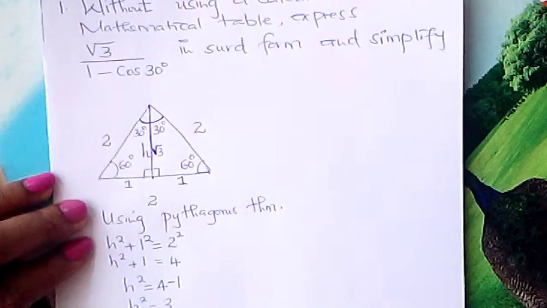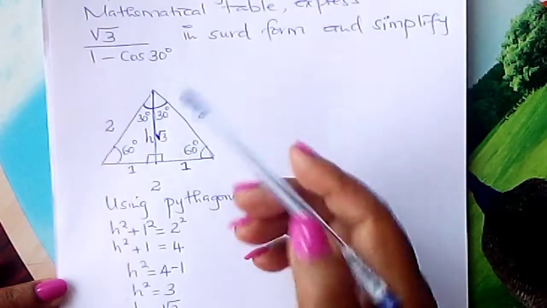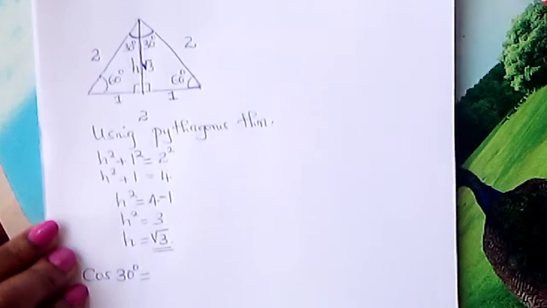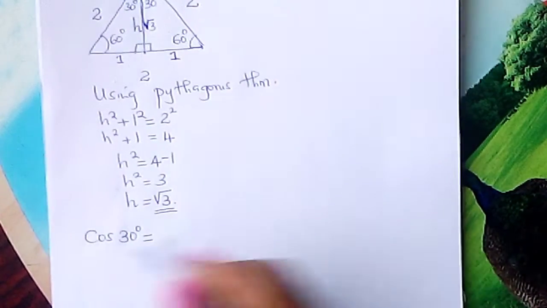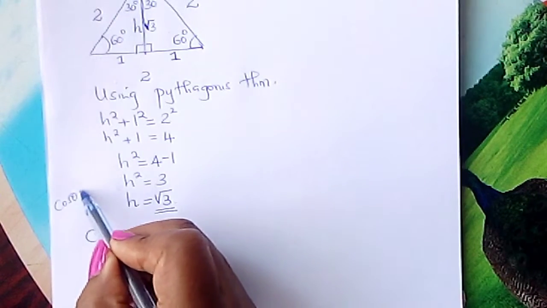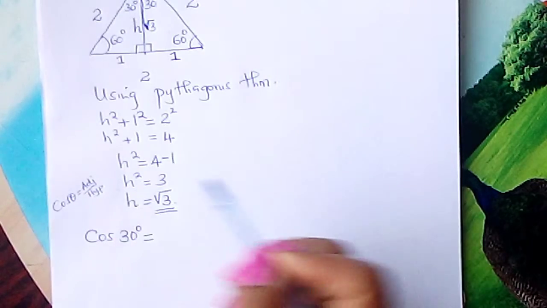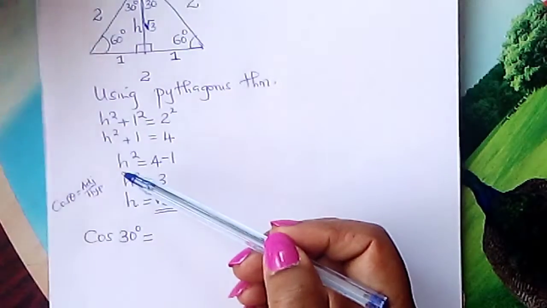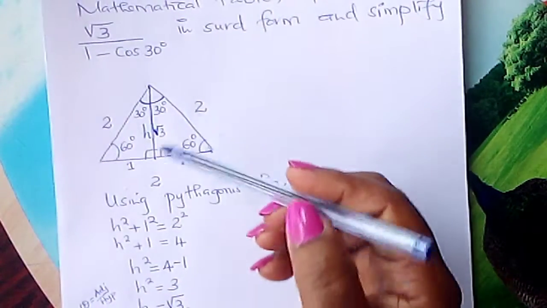Like that. So from there, learner, we get cos 30 degrees. Cos 30 degrees, learner, is given by what? If we can remind ourselves, learner, cos theta is equal to adjacent over hypotenuse. Cos of any angle is equal to adjacent over hypotenuse. So we come to our triangle here, learner. Where is the adjacent?